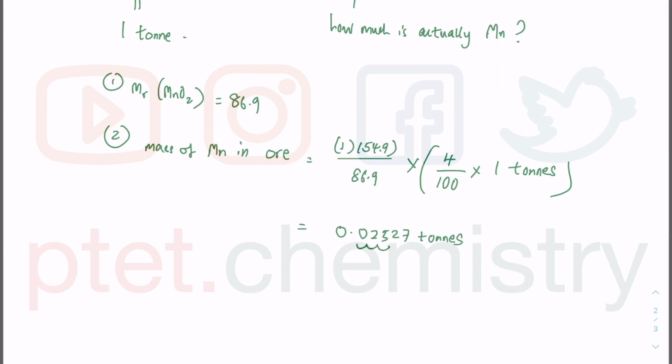But none of the answers are given in tons, they are in kilograms. So you multiply by 1,000 and you get 25.27 kilograms. To 3 significant figures, as the data shown in the question, 25.3 kg is going to be option A.